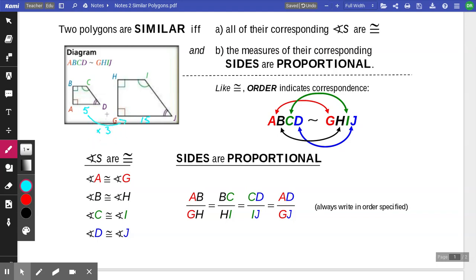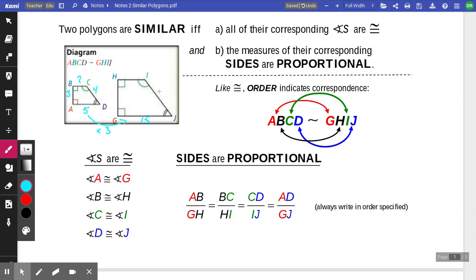But that's how similar figures are formed, by a scale factor. And since I used a scale factor of 3 there, I would have to use a scale factor of 3 on all of my sides. So if this was 3 and this was 4 and this was 2, I would have to multiply all of these by 3 to get my new side lengths over here.